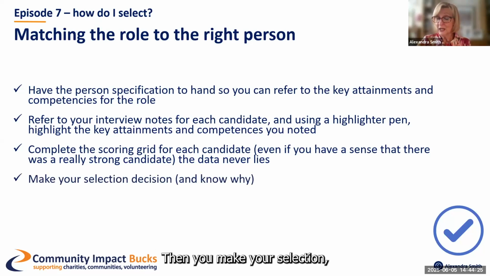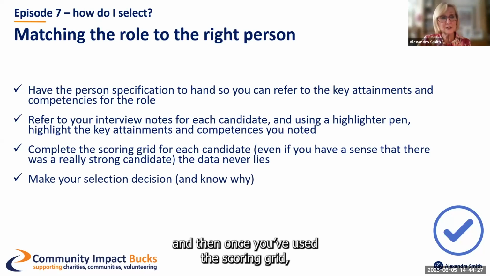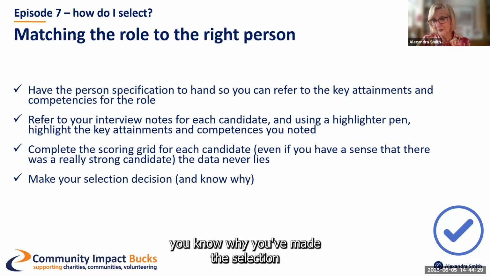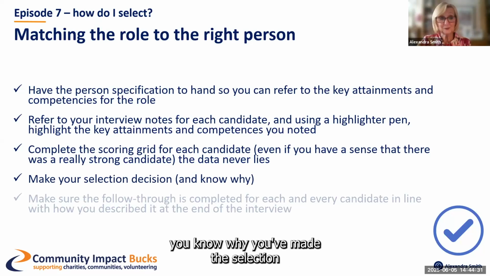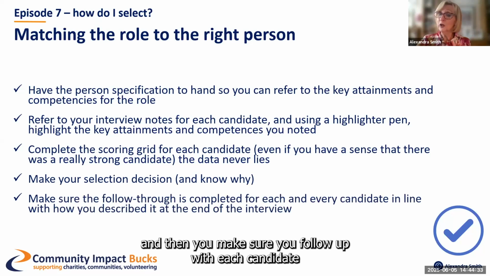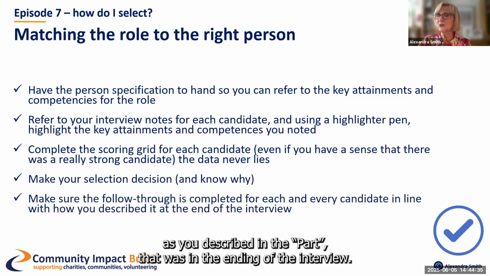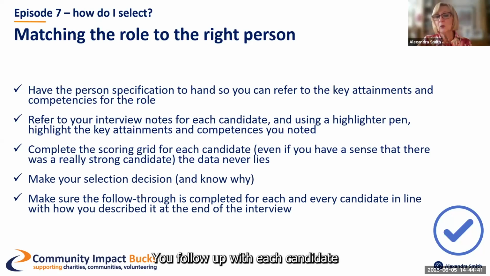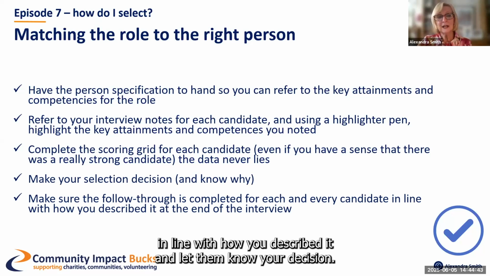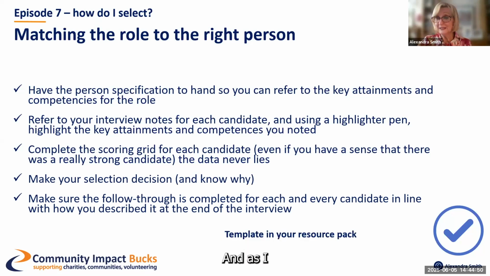Then you make your selection, and then once you've used the scoring grid, you know why you've made the selection. And then you make sure you follow up with each candidate as you described in the part of WASP, in the ending of the interview. You follow up with each candidate in line with how you described it, and let them know your decision. And as I said, there is a template for the scoring grid in your resource pack.